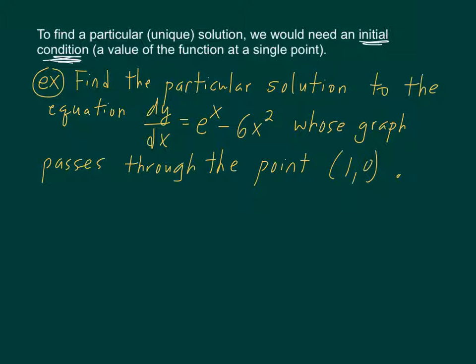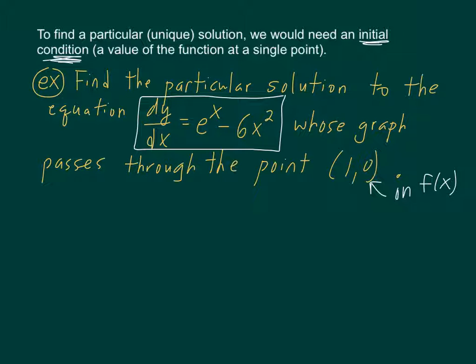So here's an example. Suppose we want to find the particular solution to this equation. We see dy/dx, so it's a differential equation, equals e to the x minus 6x squared. So again, we're looking to work backwards here to go from the derivative to the original equation. And we're told that this graph passes through the point (1, 0). Now this (1, 0) is on f of x, not the derivative, but the original function. Okay, that's how you interpret that.